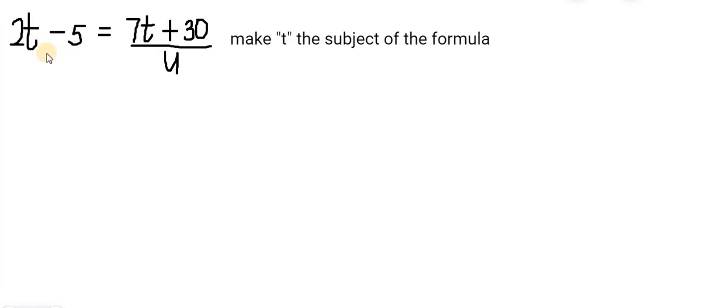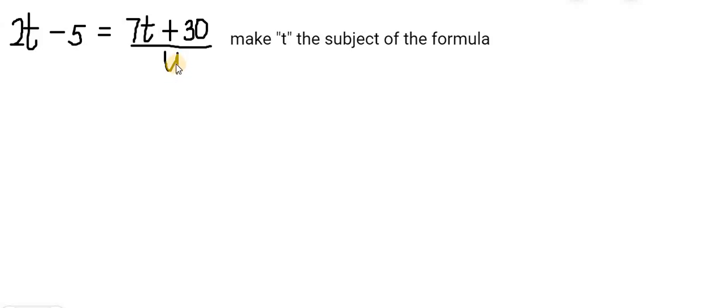Now, we have 2t minus 5 is equal to 7t plus 30 over u. Make t the subject of the formula. Now, to make t the subject of the formula, it means to get t on its own on one side. But we always have to start with a flat. There's a flat on the left, or on the right. That's a fraction. So we need to get rid of u on the bottom on the right, so we can have flats on both sides.